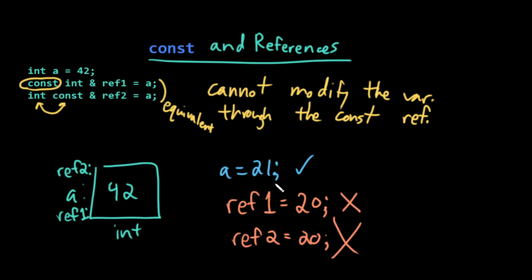So I can have const references to non-const variables. And if I have a const variable, any references to that variable must be const references.